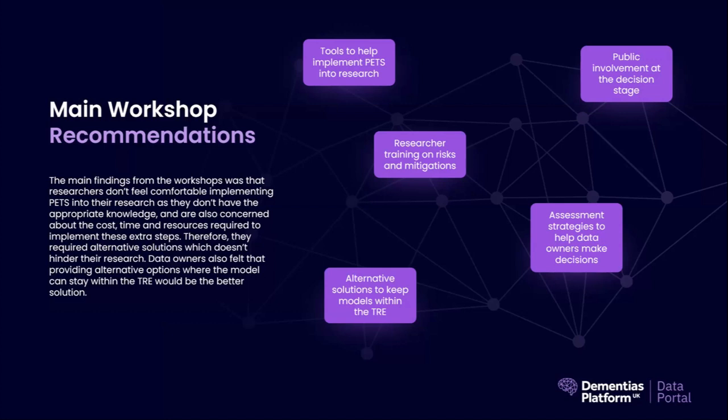So it came up a lot: why are we releasing these models in the first place? The TRE is built to protect that data. Are there other alternative methods we can use to ensure that the models we are developing for clinical practice stay protected and private?